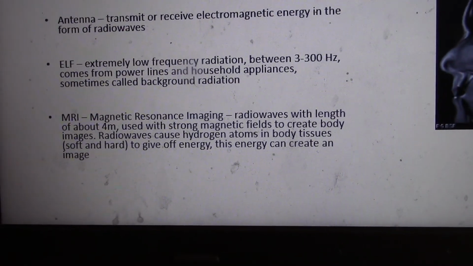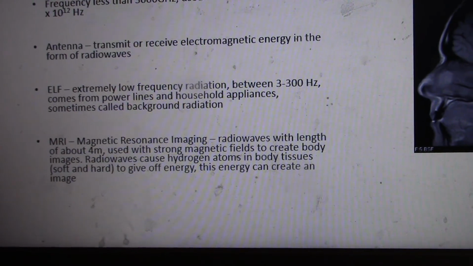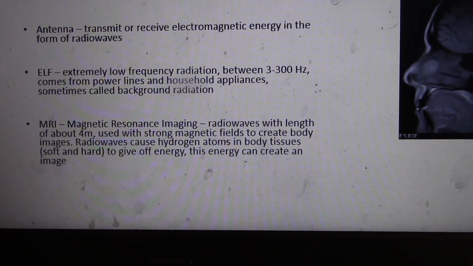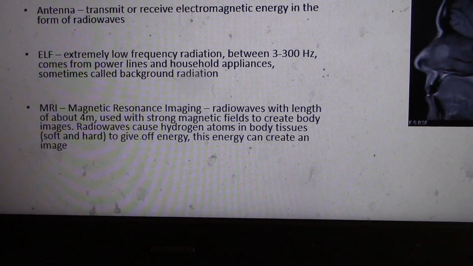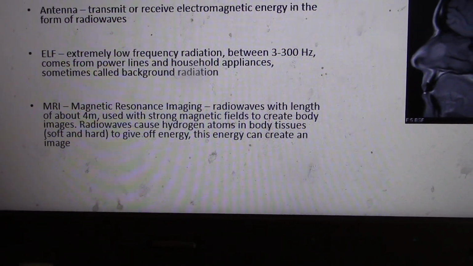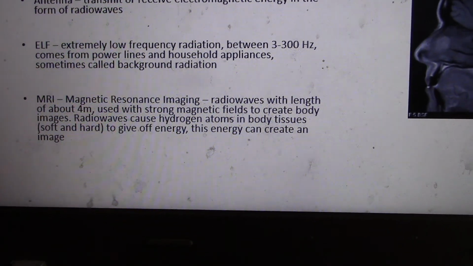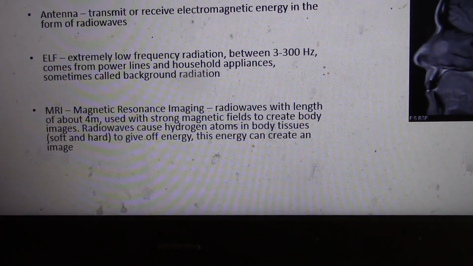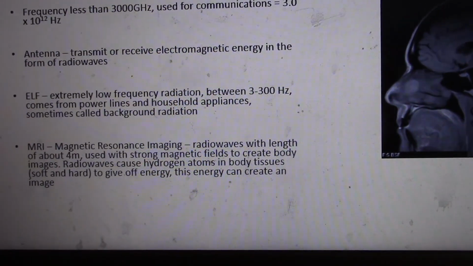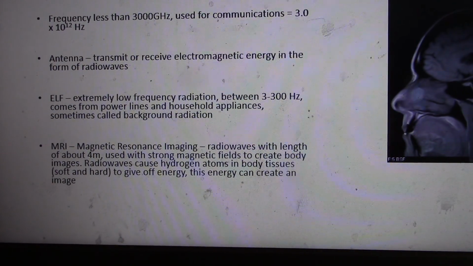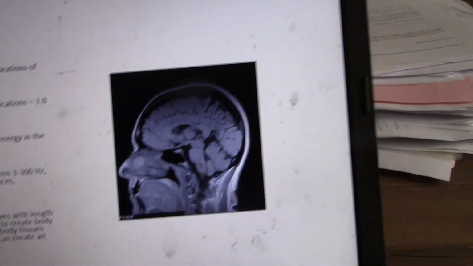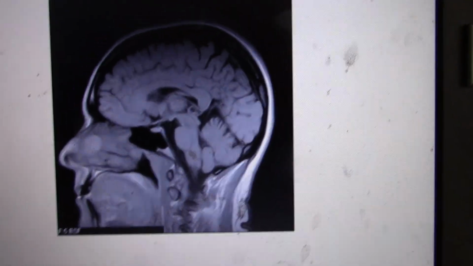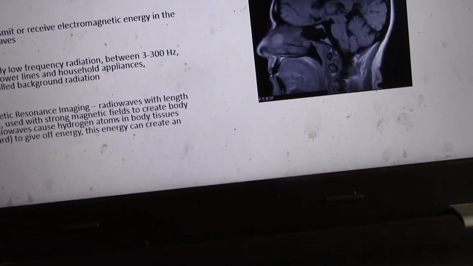We also use radio waves for MRI. Those big white cylindrical beds that you get put in, that you might see in movies or television shows, those are MRI machines, and maybe you've had an MRI done because you had a brain injury or a concussion. They use radio waves and create a magnetic field inside to create body images. Radio waves cause hydrogen atoms to give off energy, and this energy can create an image. So you can get images of soft and hard tissue, and we can locate where brain injuries are.